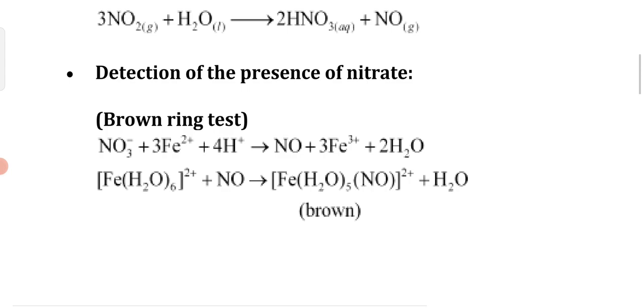Now, detection of the presence of nitrate. Generally, for nitrate determination we use the Brown ring test. It is a very good and interesting test for identification of the nitrate ion in your sample. Suppose sodium nitrate is taken, which of course has the nitrate ion. First you have to dissolve this salt, NaNO3, in distilled water.